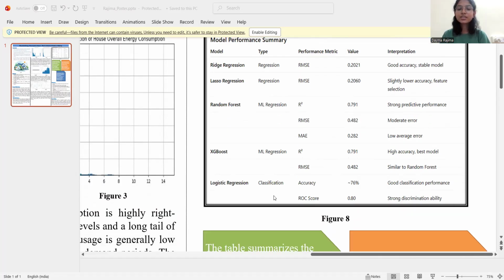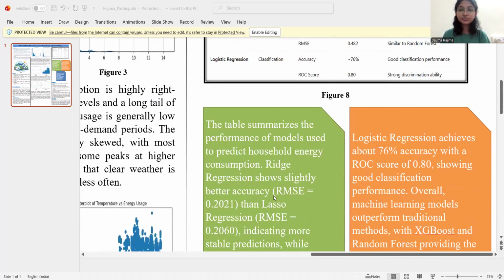Logistic regression is one of the classification models. The accuracy of logistic regression is almost 76%, meaning good classification performance. The receiver operating characteristic score is 0.80, meaning strong discrimination ability.